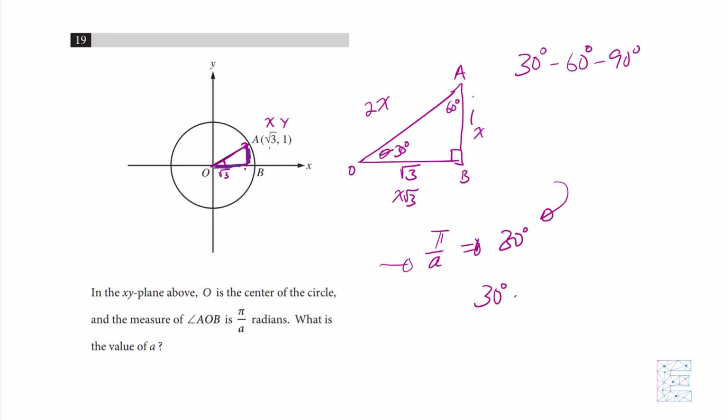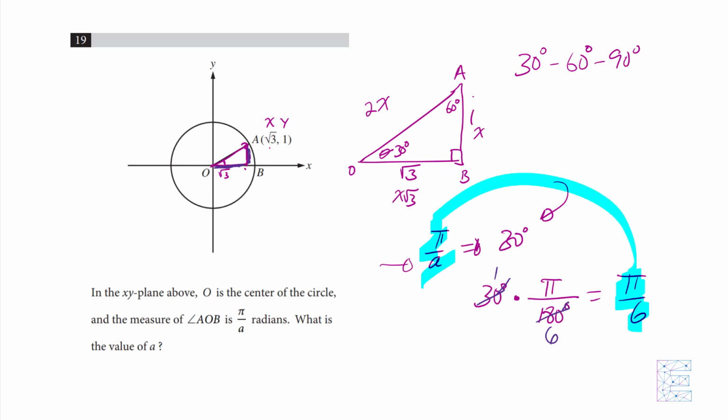Pretty straightforward. 30 degrees, you always multiply the degree by pi over 180 degrees. And this works because the degrees cancel out, and 30 goes into 30 once, 30 goes into 180 6 times. So we can then see that this is pi over 6. Remember how we were looking for the value of A? Pi over A. So that means A is 6. That is the answer to this question.